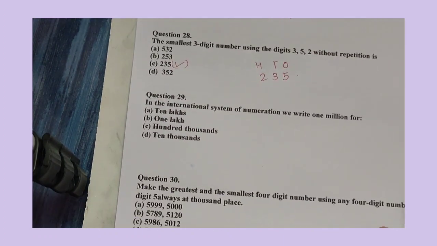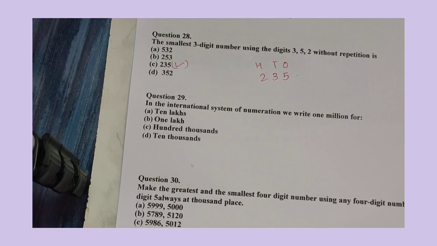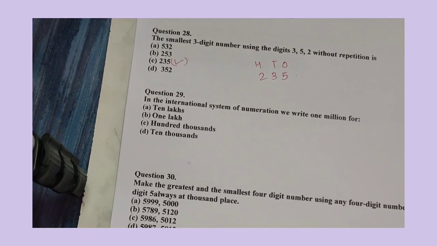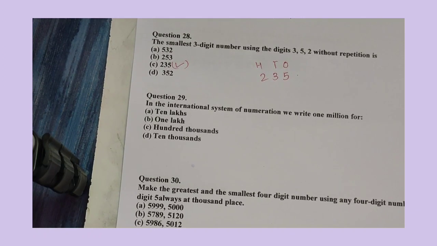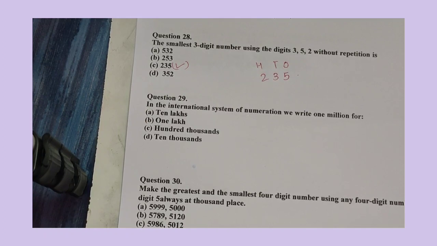Okay, moving further. Question number 29. In the international system of numerals, we write 1 million for. Okay, in the international system when we write 1 million, how much does it count as in the Indian place value system? That is what they have asked, as the options refer to lakhs and thousands.